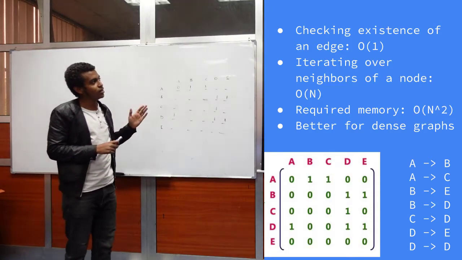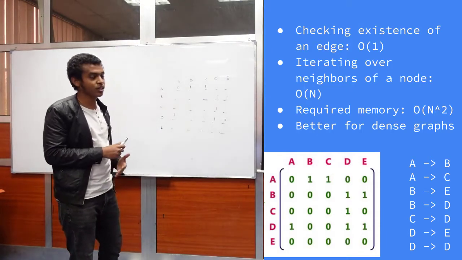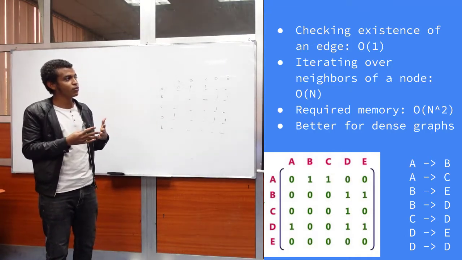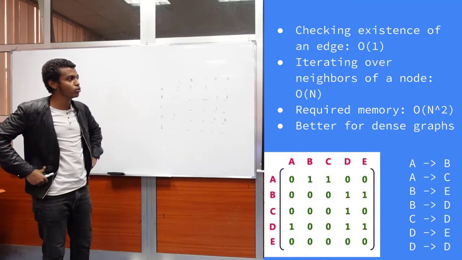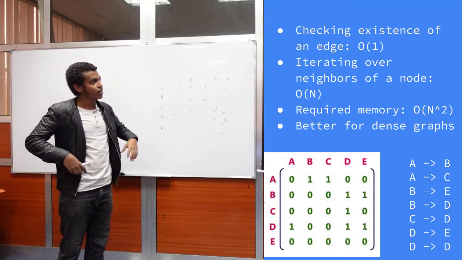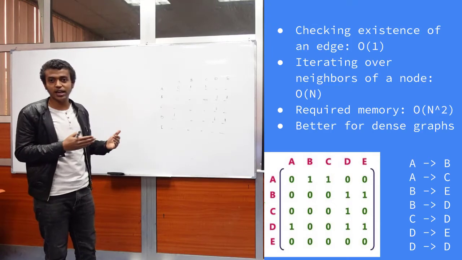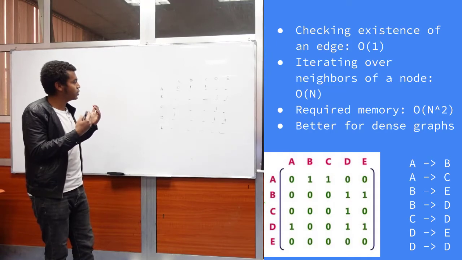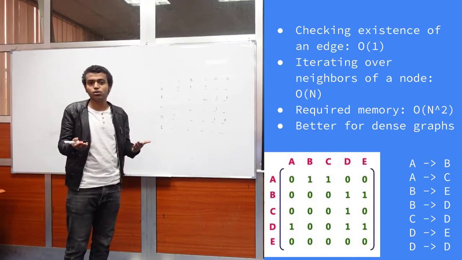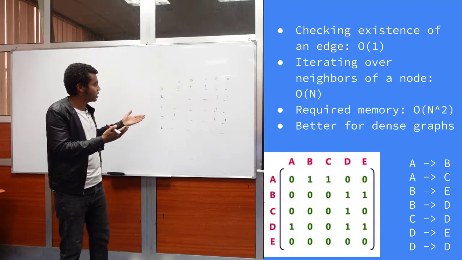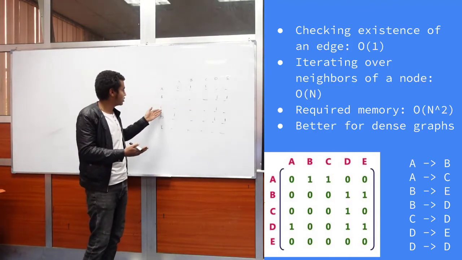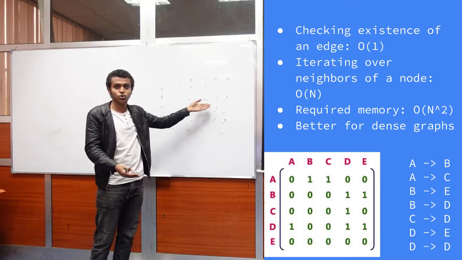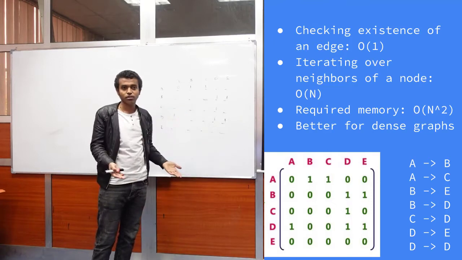So let's analyze this representation through graph operations. There are some graph operations that are essential, and we are going to use them a lot. One is checking the existence of an edge between two vertices. If I ask you whether there is an edge between C and D, what would you do? You just check the cell representing the edge CD, which is this one, and check if it's 0 or 1. If it's 1, there is an edge. If it's 0, there is not.